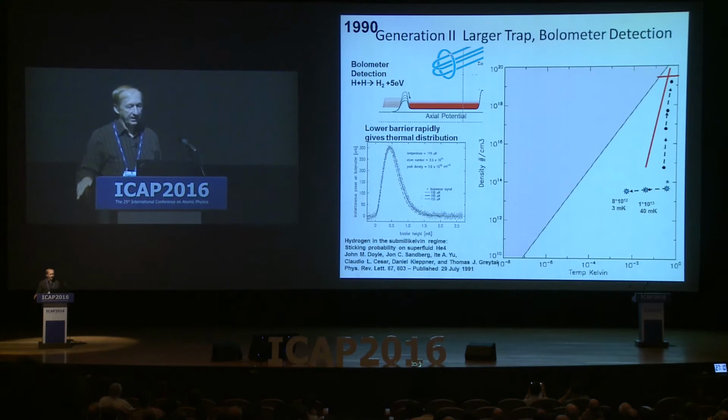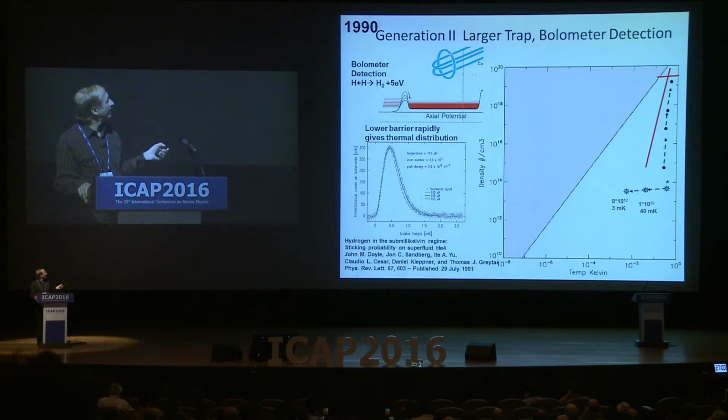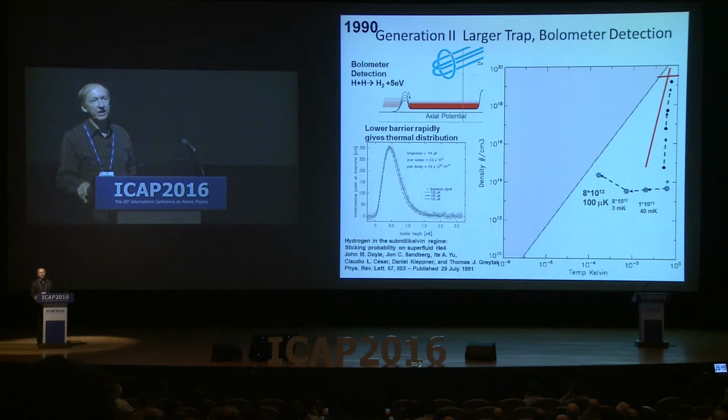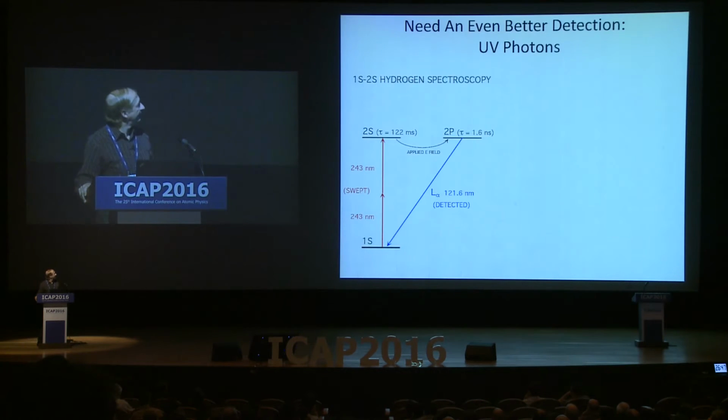Fortunately, another student took over, postdoc John Doyle, and he then took it to a generation 2 trap, which was much larger, and he used bolometric detection at the end to see what spills out at what potential, could make these little curves which describe the temperature, and was able to move aggressively forward down to about 100 microkelvin. But still, this wasn't enough. We're running out of atoms again.